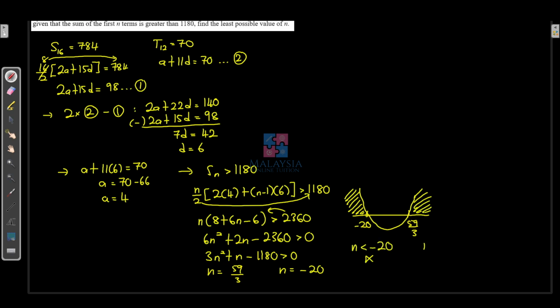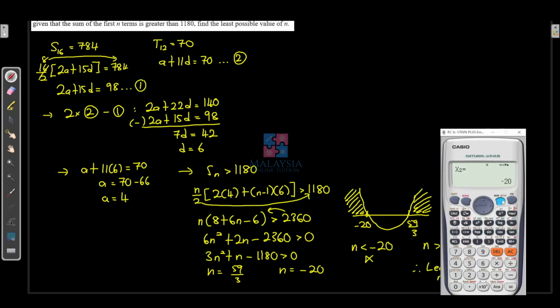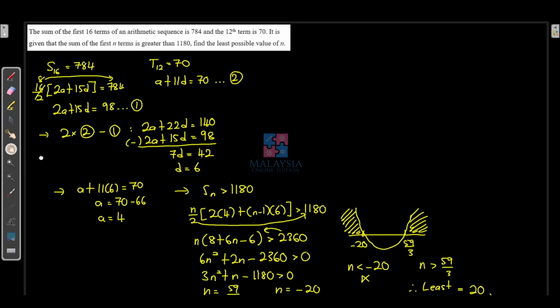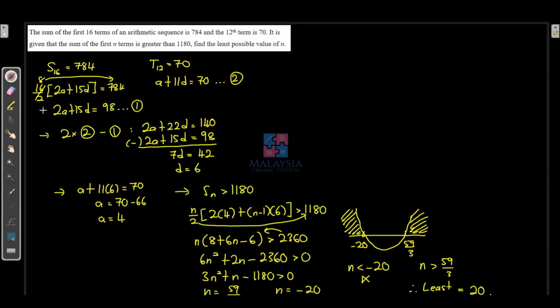So what we want is n greater than 59 over 3. So the least n is going to be the next integer after 59 over 3. So as you can see, 59 over 3, what is that? That is 19.67 something. So the least value of n is going to be 20, okay, because your n must be an integer. So that's all for question number 7.